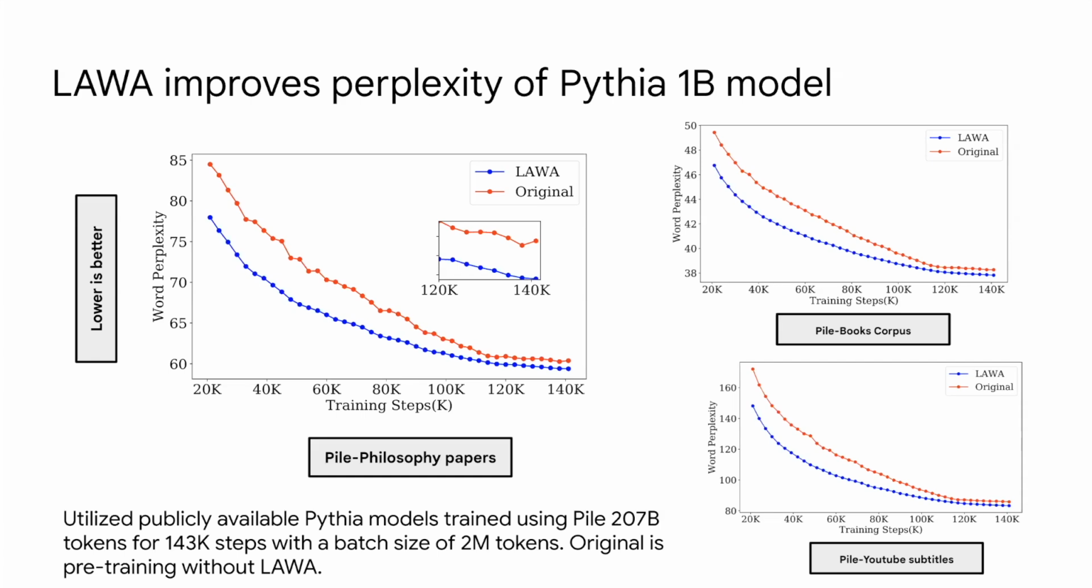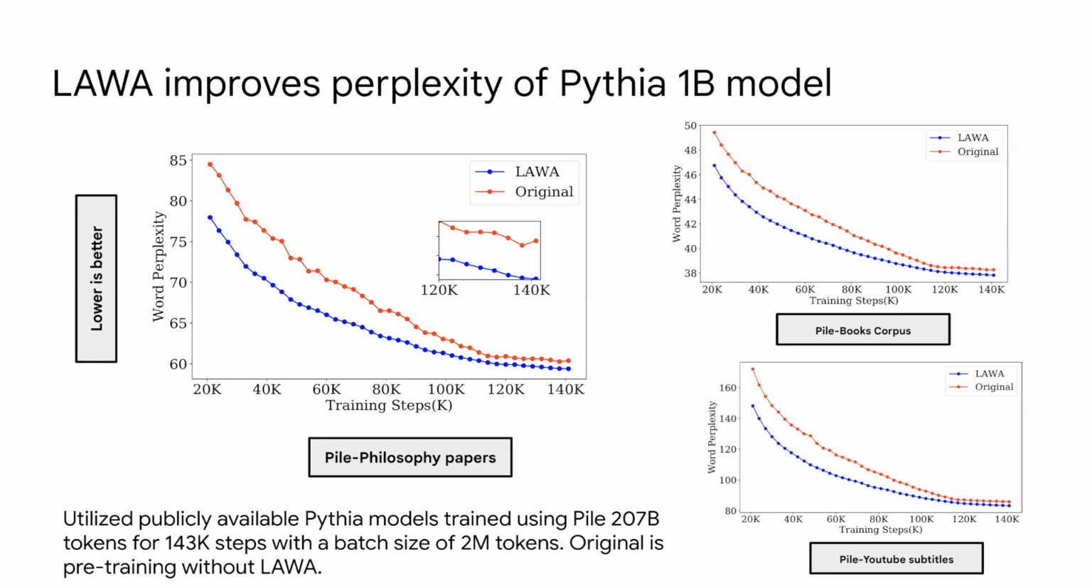As you see, we win in the intermediate steps. By intermediate steps, I mean that we win not just in the final generalization, where lower is better. We are getting lower word perplexity at the final step, which is the 141K step. But we also win at intermediate steps.